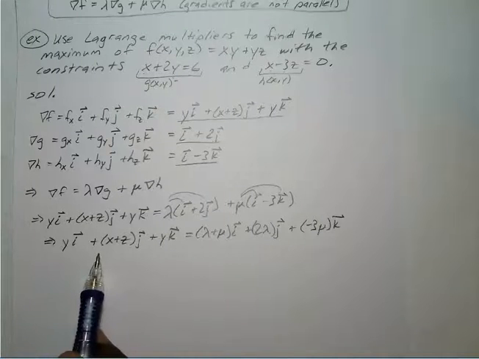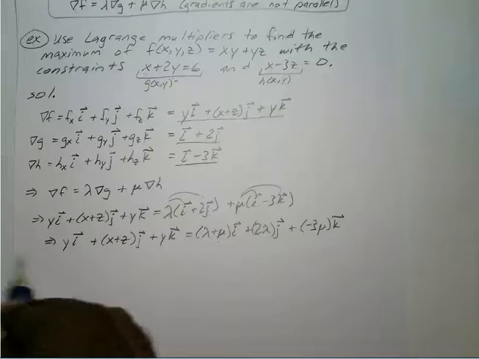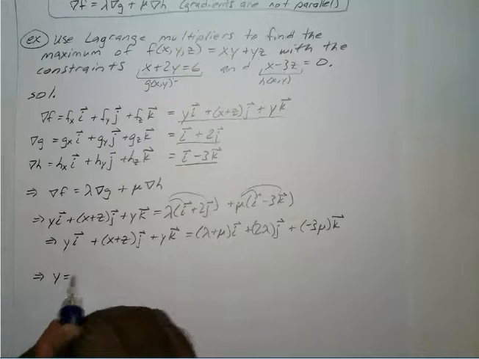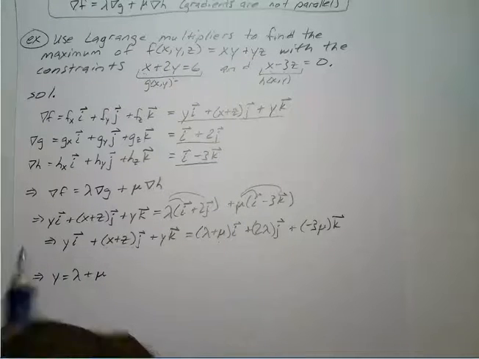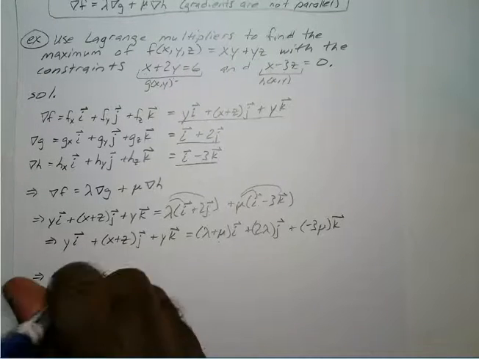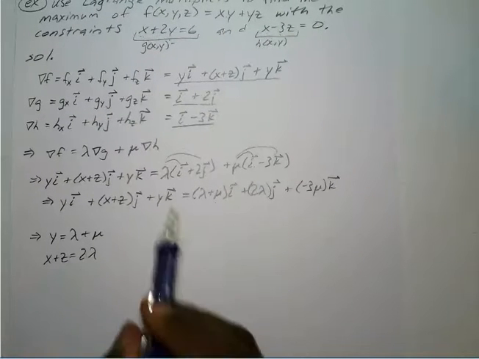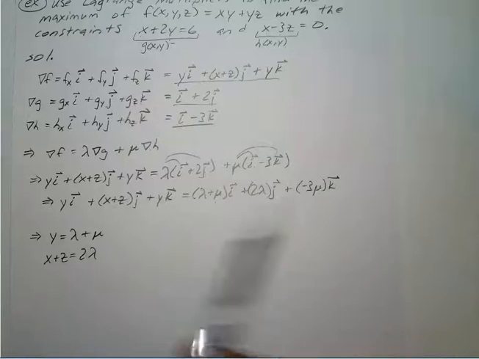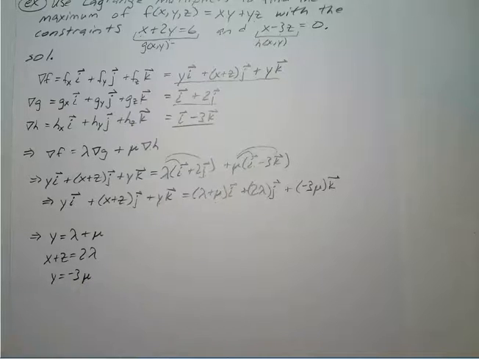Now the only way these can be equal is if this multiple of the i vector equals this multiple of the i vector. So that means y would have to equal lambda plus mu. So this multiple of the j vector would have to equal this multiple of the j vector, so x plus z would have to equal 2 lambda. Now this multiple of the k vector would have to equal this one, so y would have to equal -3 mu.